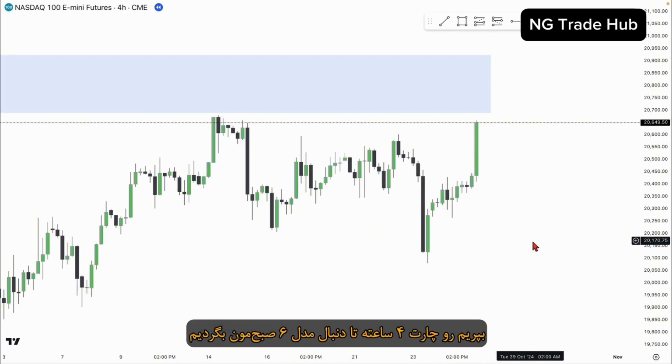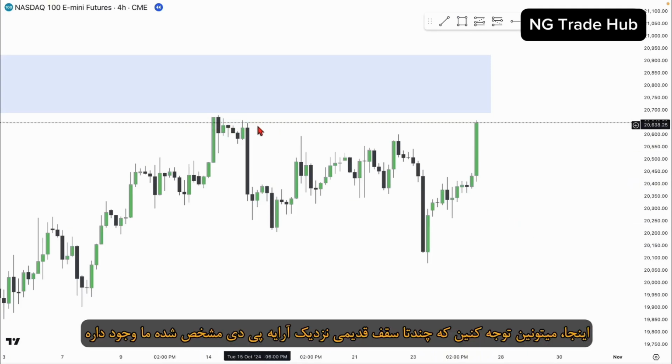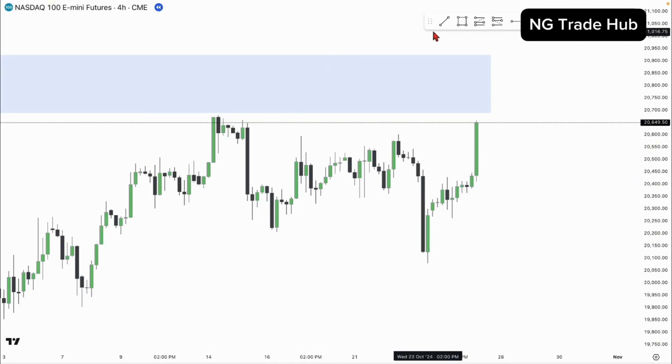Let's hop onto the 4-hour chart to look for our 6 a.m. model. Here, you can note that there are some old highs near our marked PD array, so we will mark them.